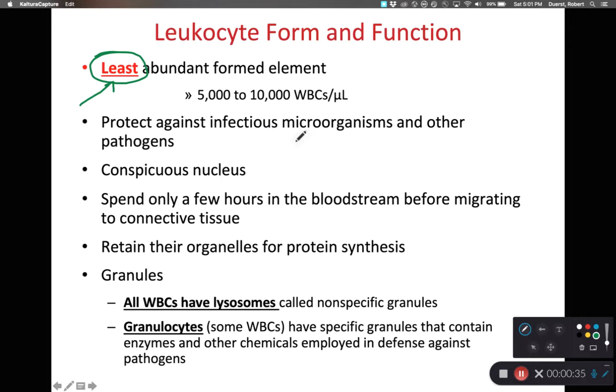A key characteristic of the leukocytes is that they have a very conspicuous nucleus.